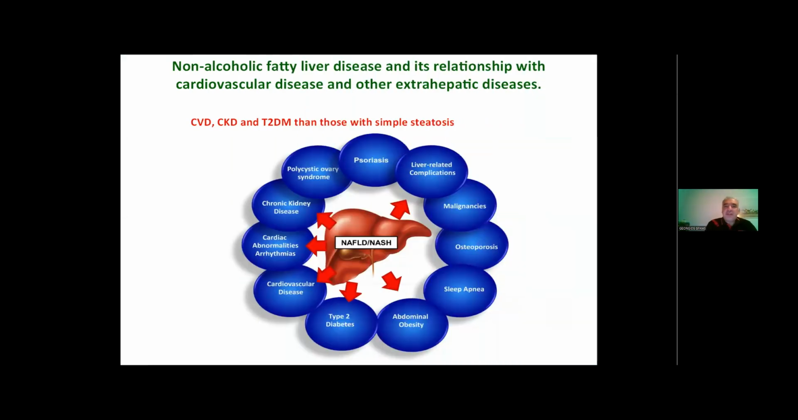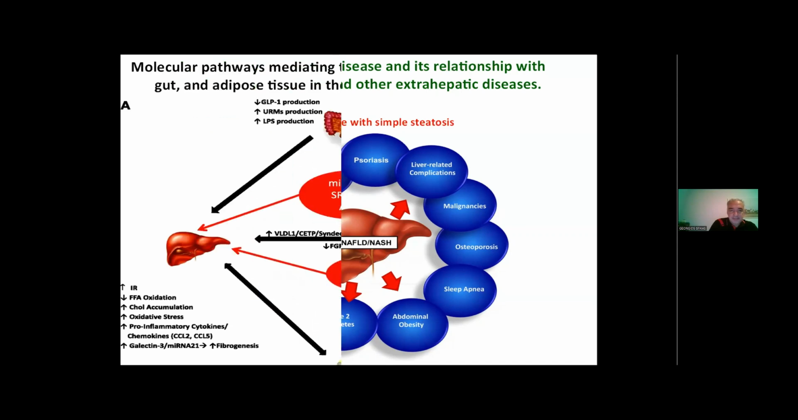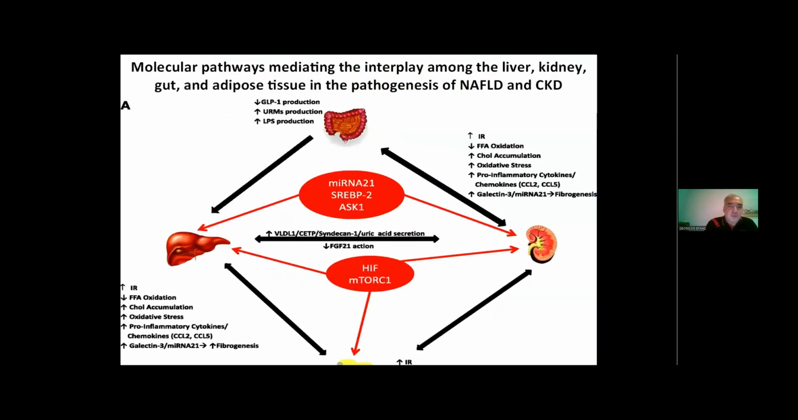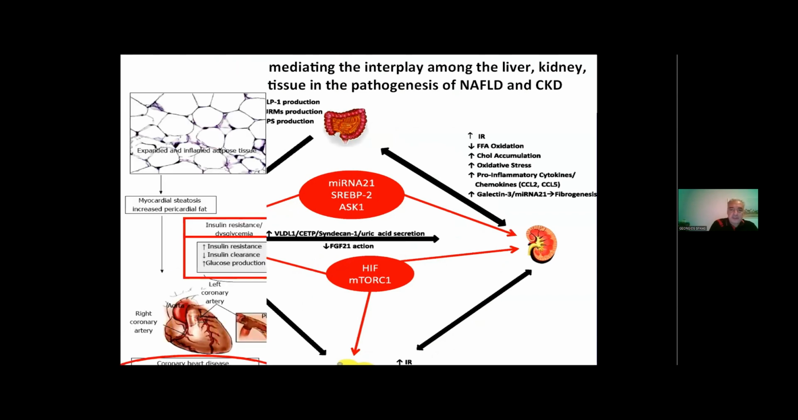Now, non-alcoholic fatty liver disease is not just a problem of the liver. It has a very strong relationship with what we call cardiovascular disease, and we see it here, with cardiac abnormalities, chronic kidney disease, polycystic ovary syndrome, psoriasis, liver-related complications, malignancies, osteoporosis, sleep apnea, abdominal obesity, type 2 diabetes. Because what is the reason for all of this? That there are molecular pathways that mediate the interplay among the liver, the kidney, the gut, and also what we call the heart and the vessels. And this is happening through the inflammation mediators.